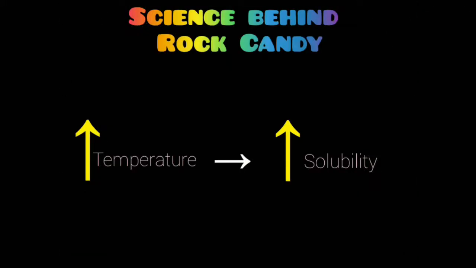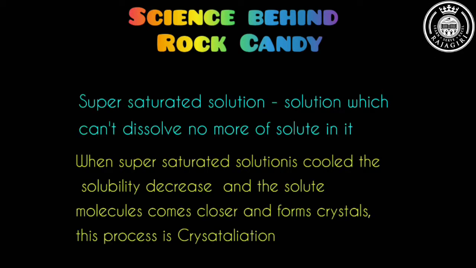Now, let's look at the science behind the raw candy. Increase in temperature causes increase in solubility. We created a supersaturated solution, dissolving the maximum amount of solute in it. As we set it aside, the liquid cools down and the solubility decreases. This causes crystallization of sugar, which creates some colorful raw candies.